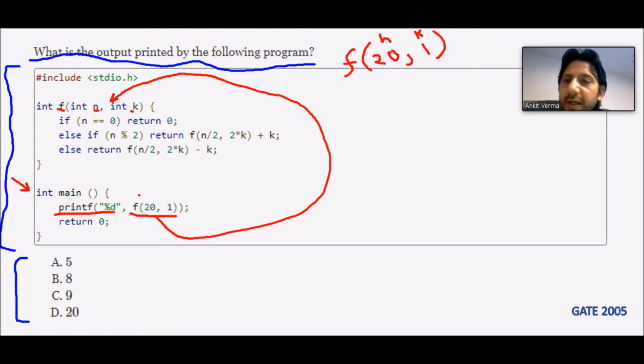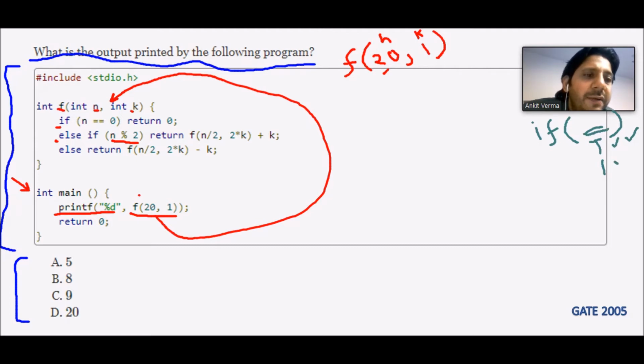Now what are they saying? If n equal to 0, is 20 equal to 0? No. Else if n mod 2, what does that mean? Whenever there is a condition in an if, whenever that condition becomes true, the if will run. True means 1. So the value of the condition should be 1, then this will run. So n mod 2 should be equal to 1. That is the important concept in this program.